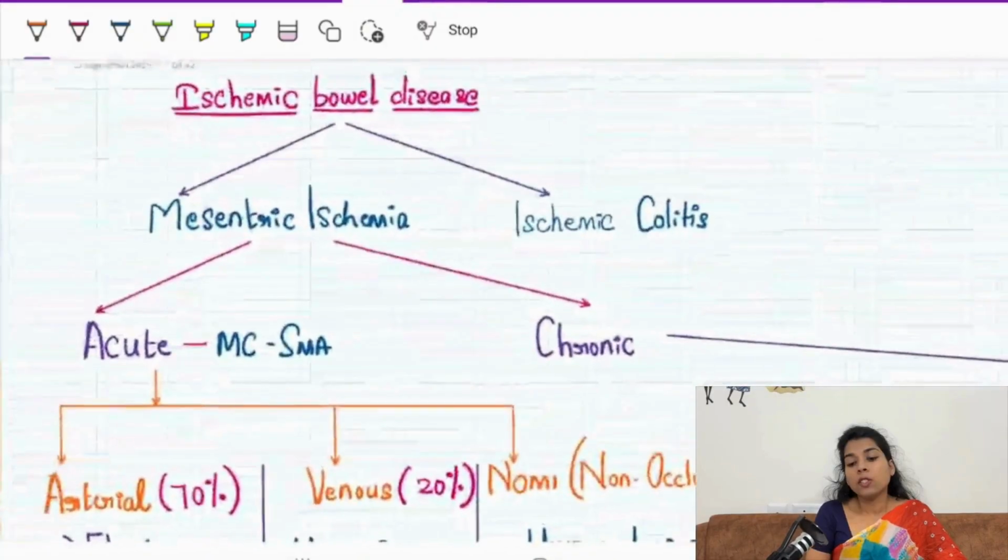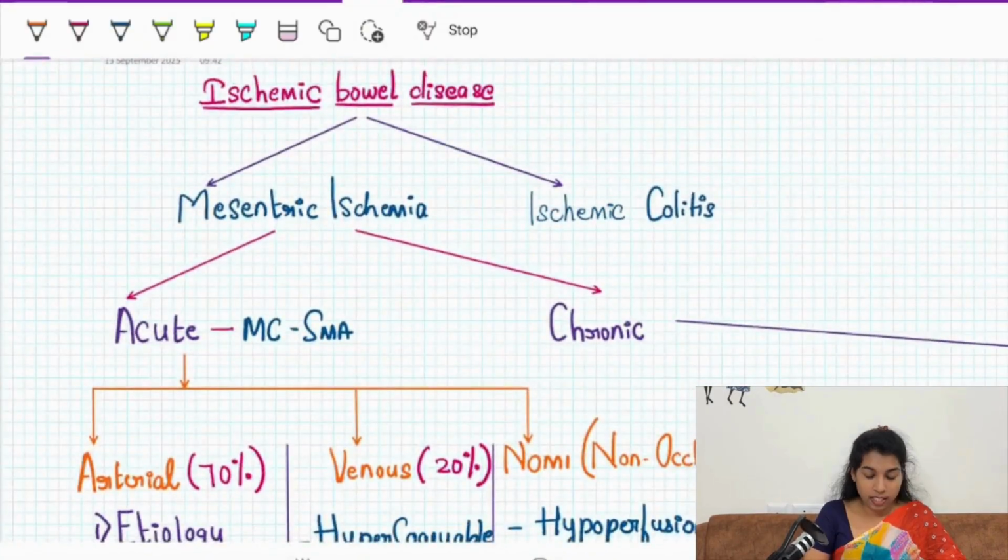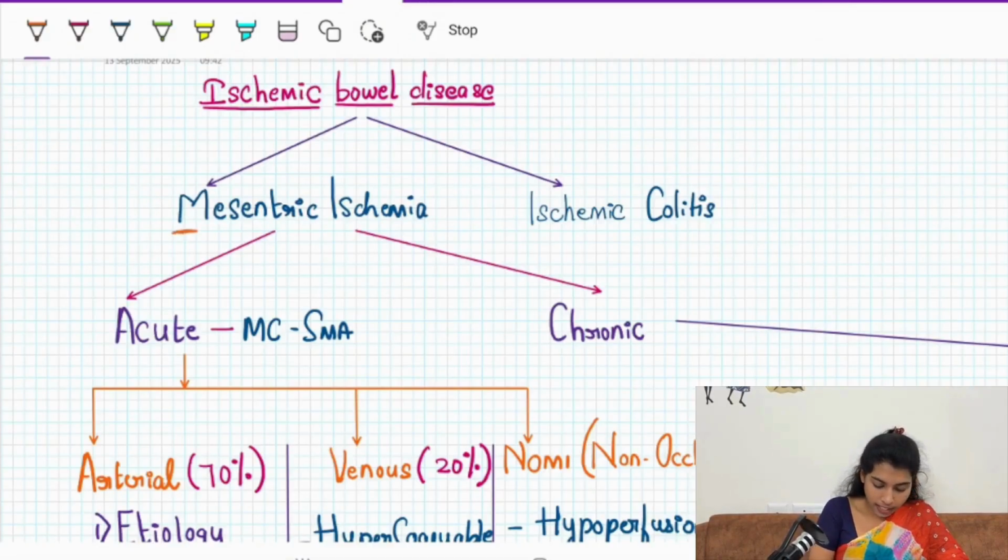So, what do we mean by ischemic bowel disease? Ischemia means any organ when it is deprived of oxygen, we call it ischemia. So, ischemic bowel disease is when the bowel is deprived of oxygen. You can have ischemia of the small bowel, which is called mesenteric ischemia, or you can have ischemia of the large bowel, which is ischemic colitis. So we have mesenteric ischemia and ischemic colitis, right?